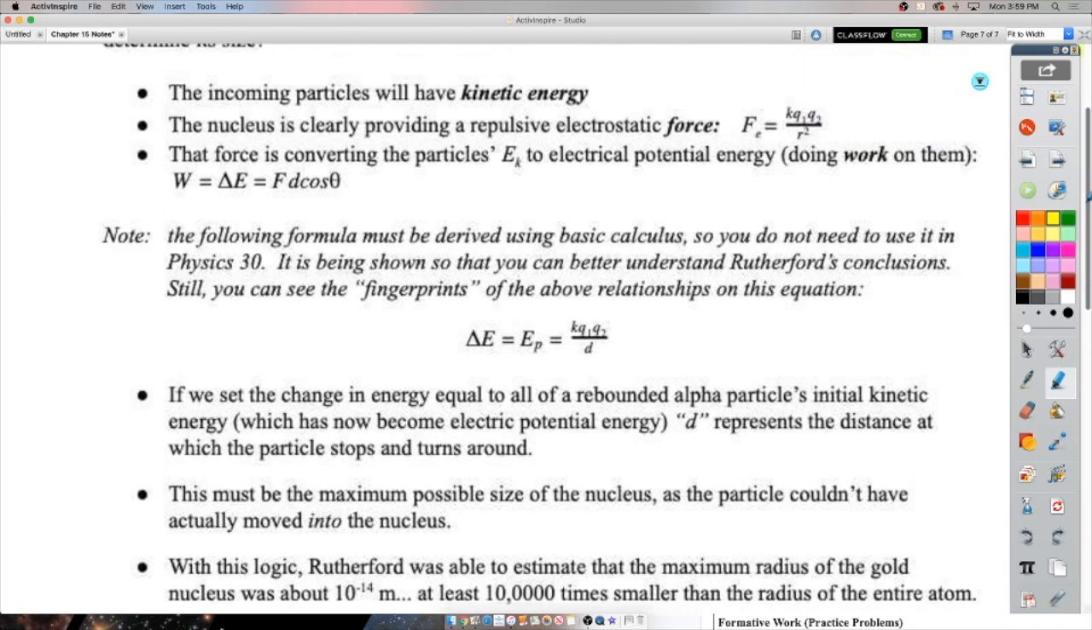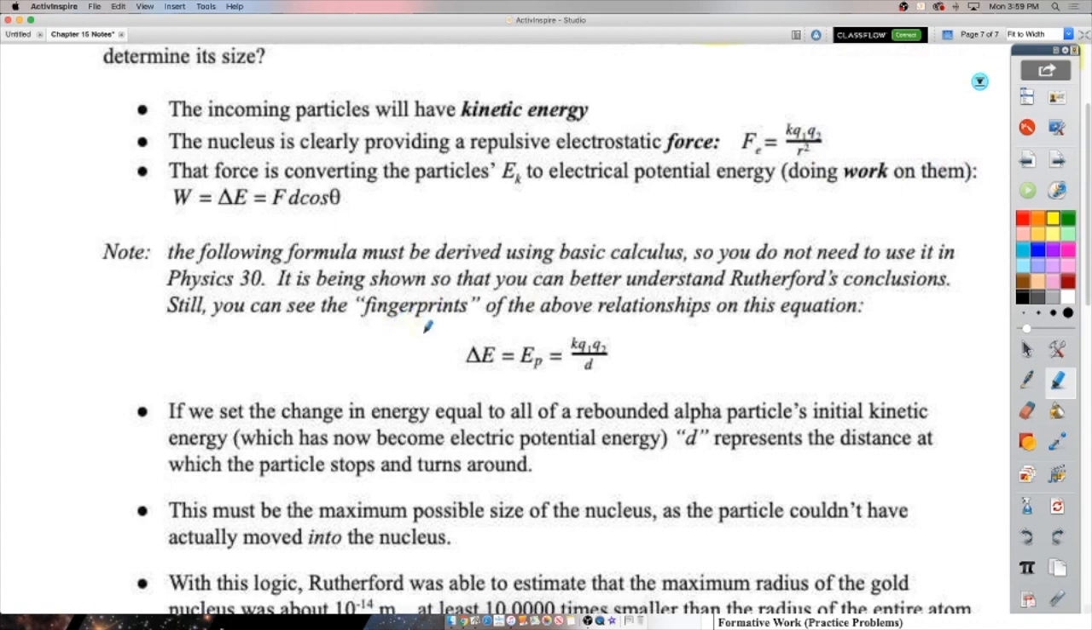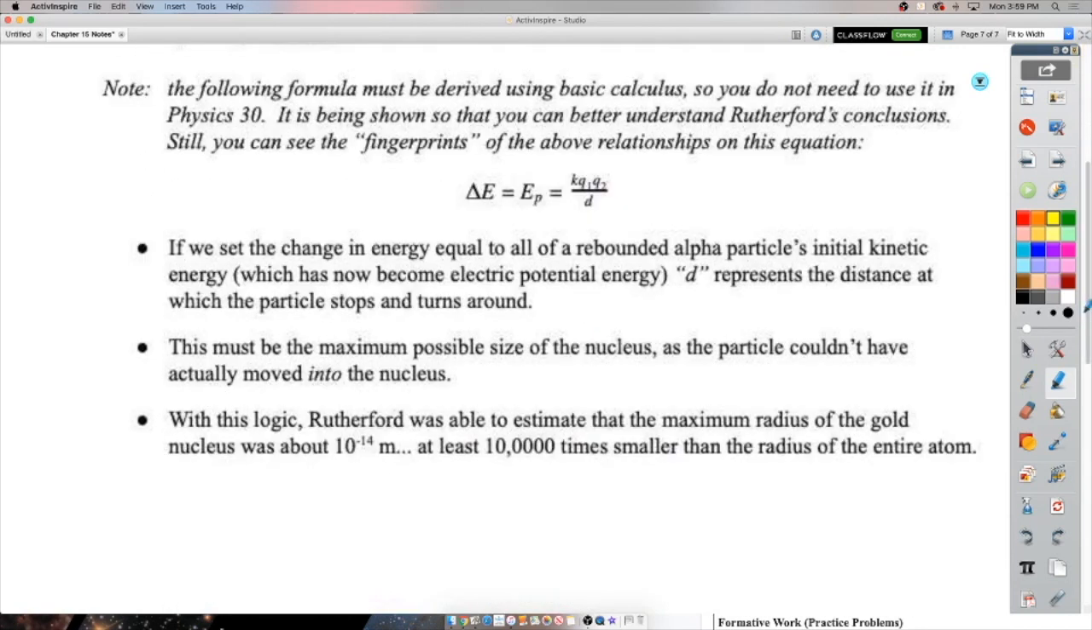Rutherford's conclusions. And you can still see the fingerprints of these equations up here, right? These are what go into deriving this with calculus, and you can see the remnants of it there. Make d r, which is really what it is anyway. It's just that usually we use a d instead of an r for this one. So if we set the energy equal to all of a rebounded alpha particle's initial kinetic energy, which has now become electric potential energy at the point where it's going to stop and turn around.